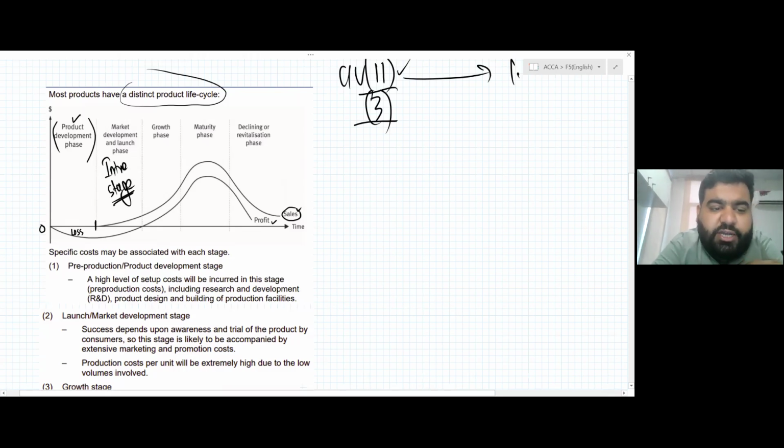After that, the second phase is the introduction phase, also known as the market development and launch phase, in which your product is just being introduced to the market. In this phase the sales are increasing, but not that much. The life of the product has started, and customers are slowly accepting your product.